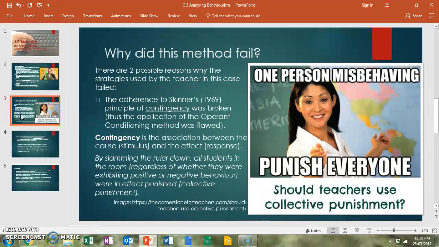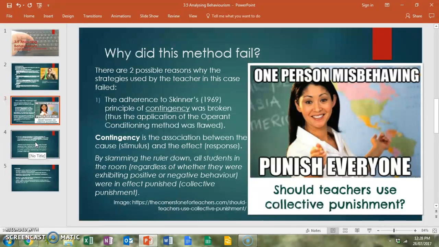So the stimulus or the cause has to be in direct association with the effect or the response. By the teacher slamming the ruler down in the class, all students in the room, regardless of whether they were exhibiting positive or negative behaviour, so those that were touch typing, still were affected and were punished. So there was, in effect, a collective class punishment for the few people that were caught exhibiting negative behaviour.